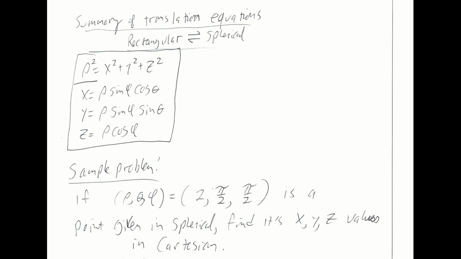So sample problem: if rho, theta, and phi are given by 2, pi over 2, and pi over 2. So somebody hands you a triple, (2, pi over 2, pi over 2), and that is a point described in spherical coordinates. Then find the equivalent expression for this point in Cartesian coordinates. So find for me the x, the y, and the z value associated with whatever point this is that's handed to you in spherical. There's 2 ways to do this.